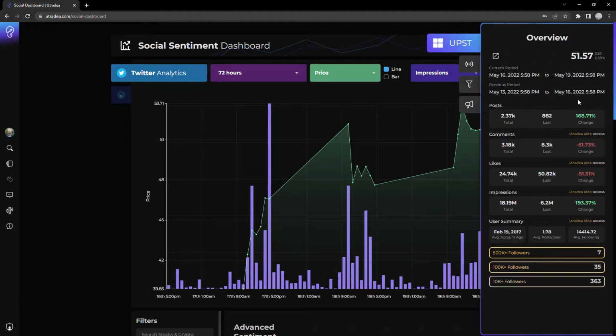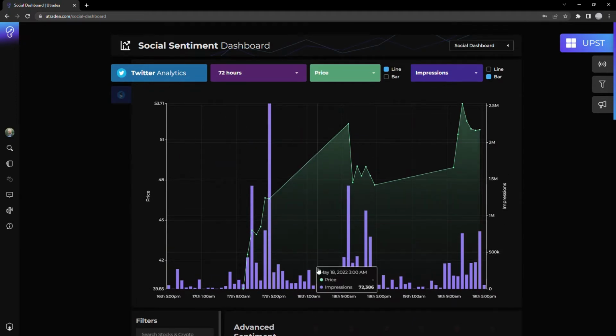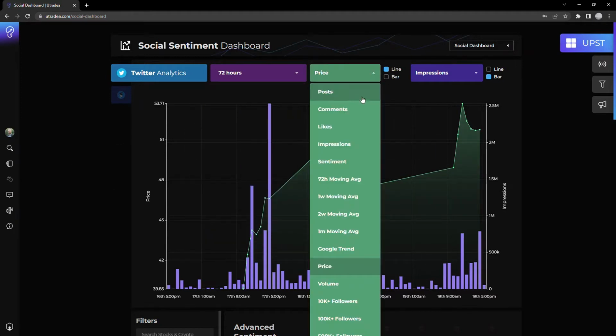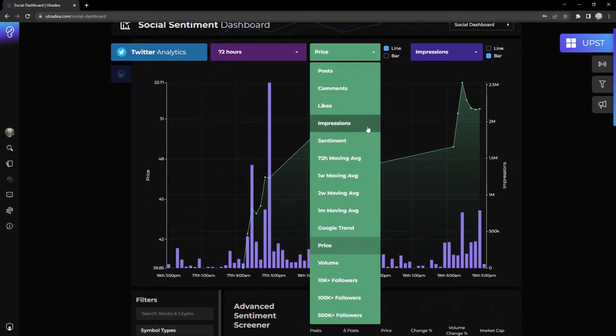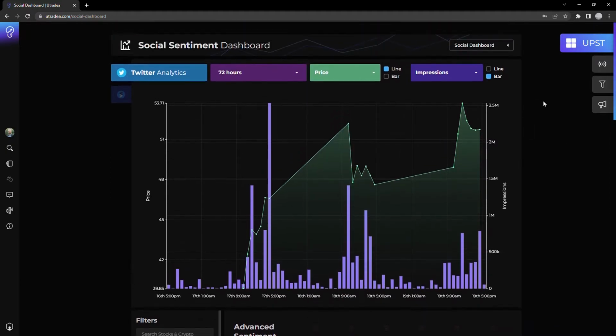So UPST, Upstart Holdings. What we're looking at here before we go and dive into Upstart itself is the social sentiment dashboard. This brings in real-time tweets, Stocktwits data. We can look at it up to a 3 month time period, and it's close to the last 4 hours. Then there's a number of metrics that we can look at to display, help us identify trends, as well as keeping track of various stocks you have in your portfolio, whether it's posts, comments, likes, impressions, sentiment, price, volume, number of followers, etc. Right now I just have price in green as well as impressions in purple.